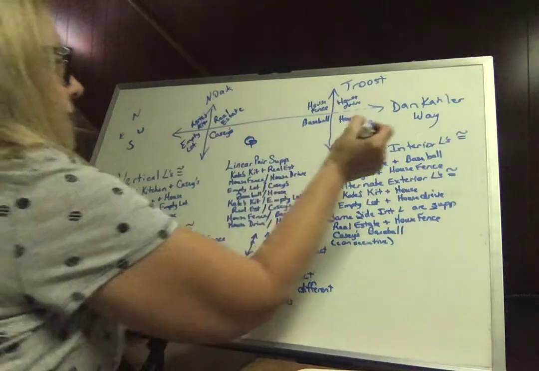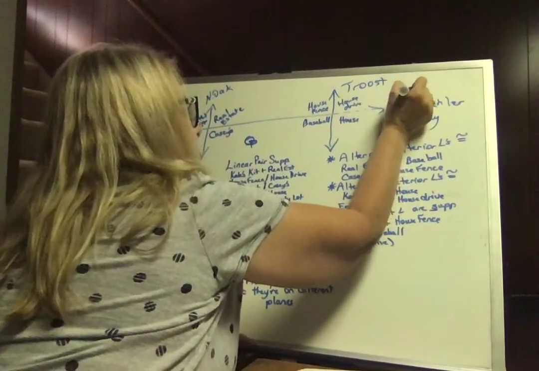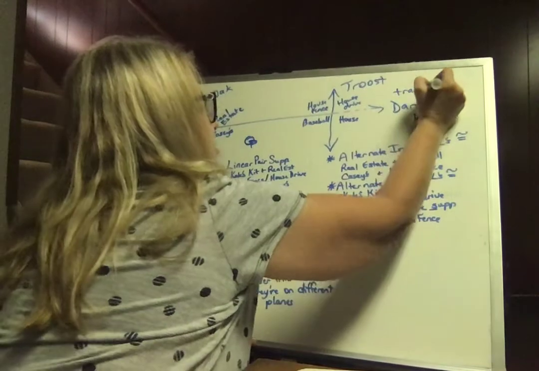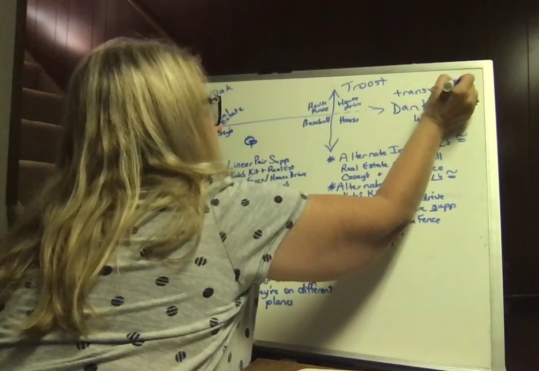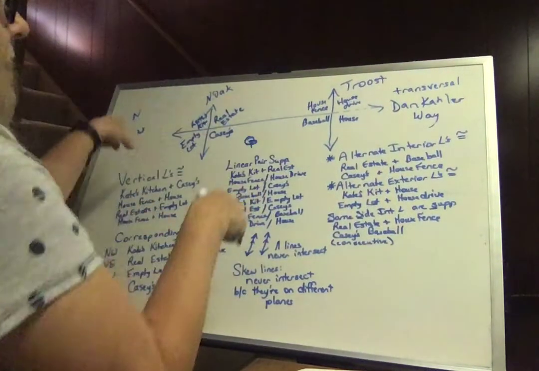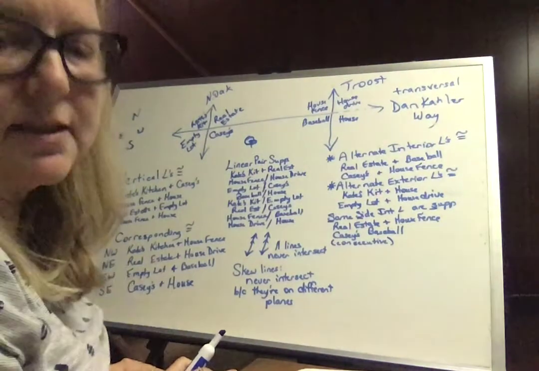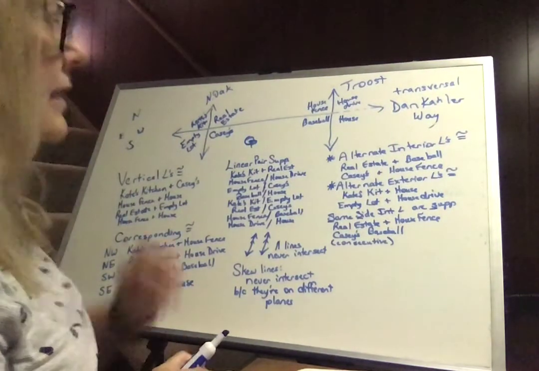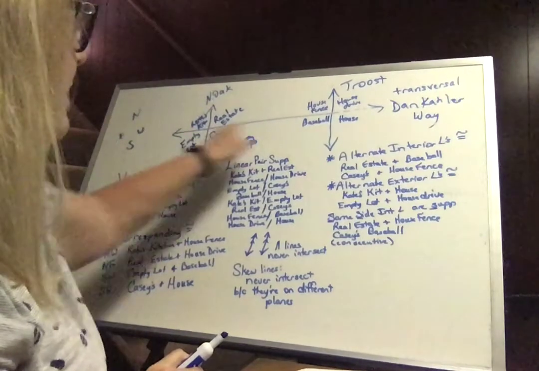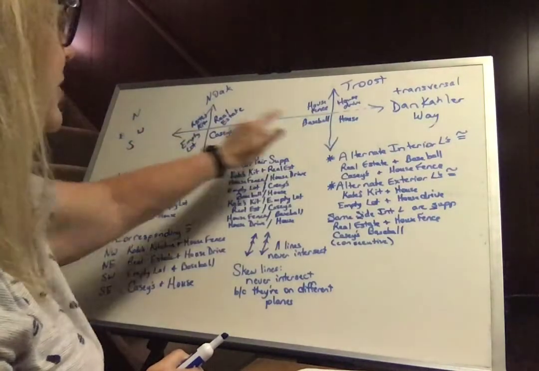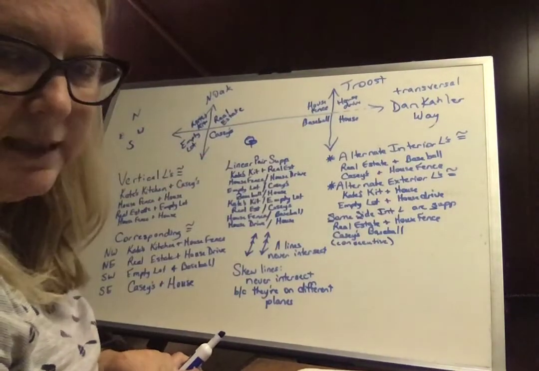And Dan Kaler Way is referred to as a transversal. So we have two parallel lines and a transversal. A transversal is a line that crosses two or more lines. This happens to cross, Dan Kaler Way crosses 1, 2 lines, but it could be more lines.